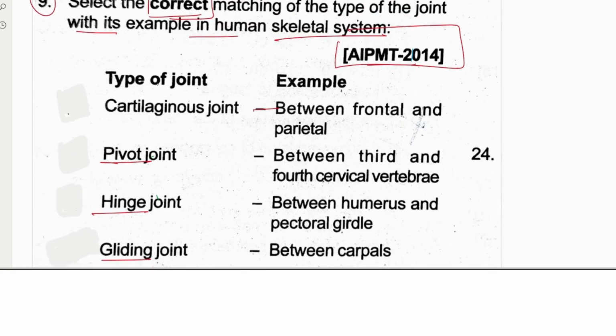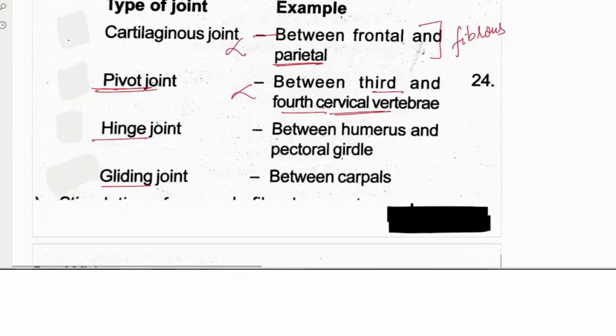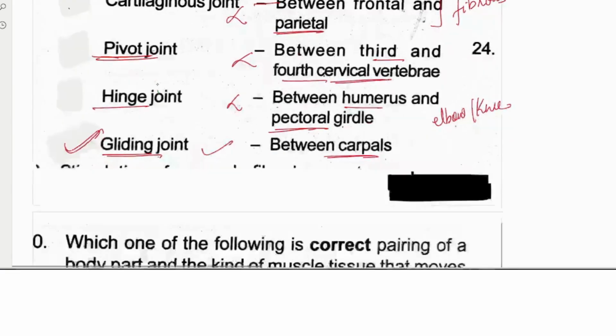Okay, cartilaginous in the frontal and the parietal, we have seen in them fibrous joint. We have seen fibrous joint, so it is incorrect. Pivot joint between the third and the fourth cervical, absolutely wrong. Hinge joint between the humerus and the pectoral girdle, that is the girdle, not the hinge. Hinge we have seen in the elbow or the knee joint, so it is also incorrect. And gliding joint between the carpals, absolutely correct. In the carpals only we have seen. Fourth option would be the correct one.